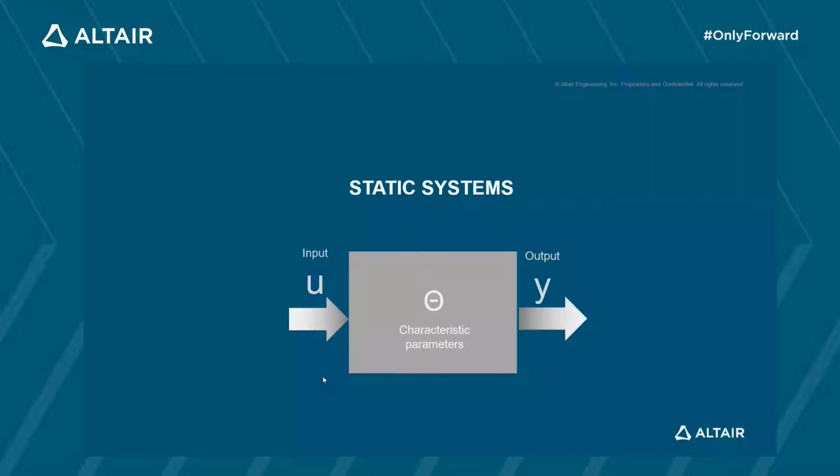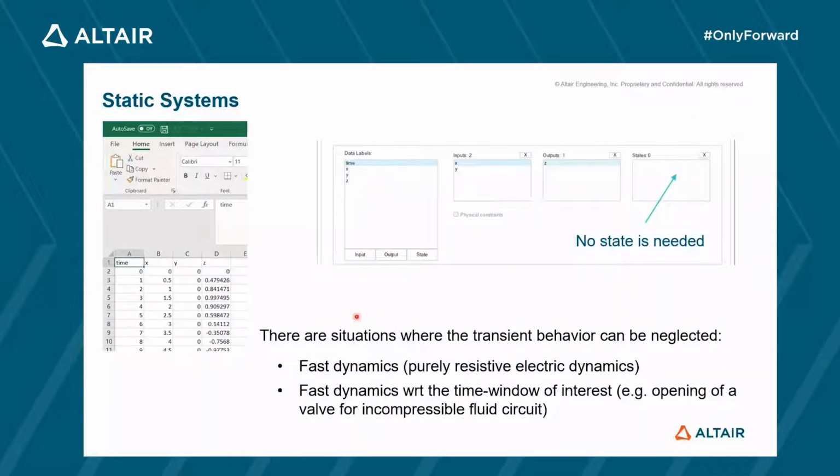So we'll just go over static systems and requirements in terms of what sort of data we'd need. So since ROM AI is a data-driven approach, we do need data. And in the case of a static system, we just require the inputs and the outputs. And due to the way that ROM AI works, we also have to have a dummy time column. So the very first column in your data will have to be labeled time, and it will have to have some sequential numerical data starting off from 0 or higher.